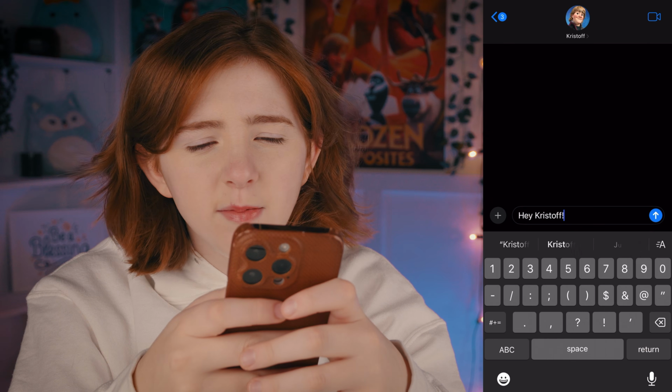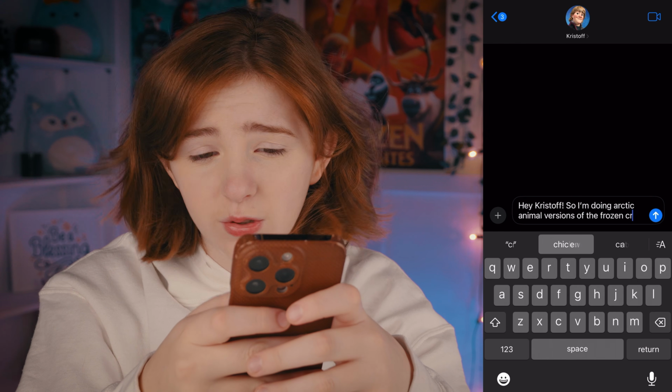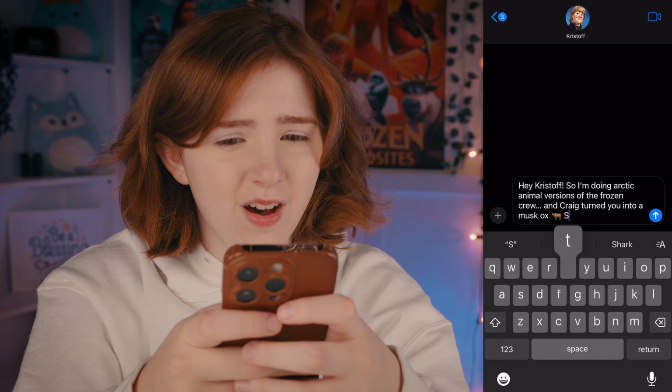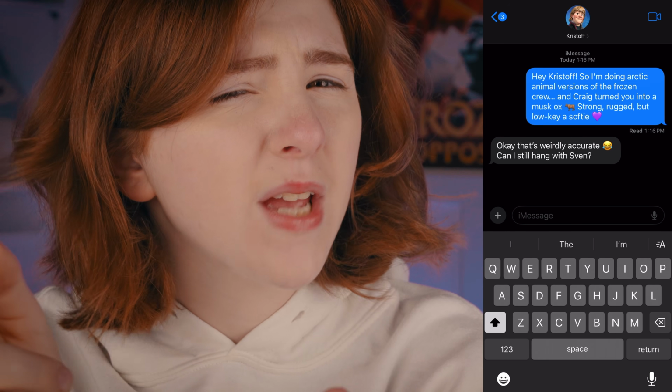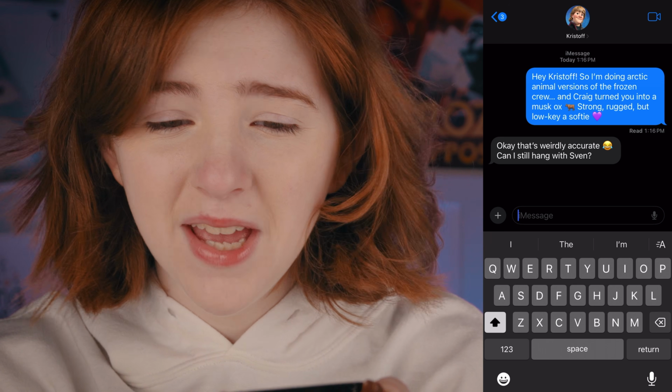Hey Kristoff, so I'm doing Arctic animal versions of the Frozen crew, and Craig turned you into a muskox. Strong, rugged, but low-key a softie. Kristoff said, okay, that's weirdly accurate. Can I still hang with Sven though? Obviously. Next is the Duke of Wessleton.